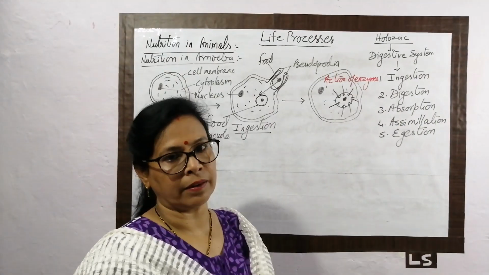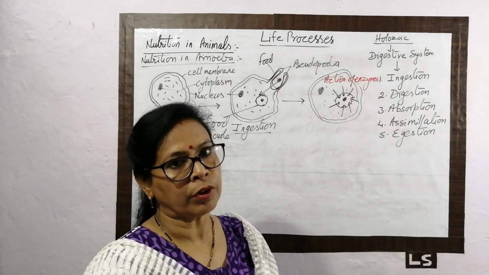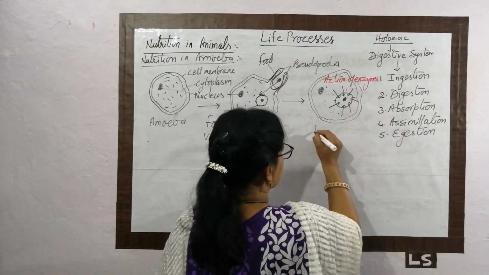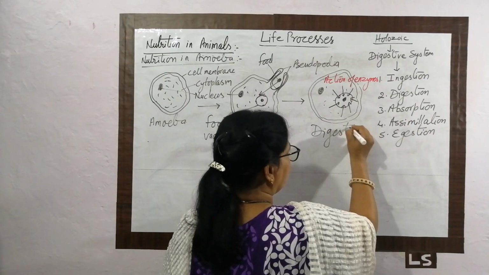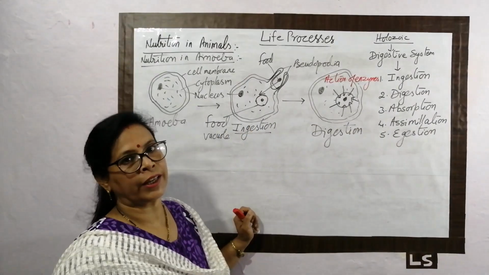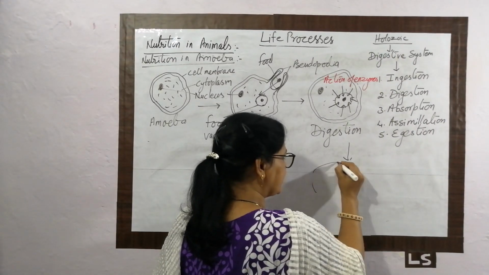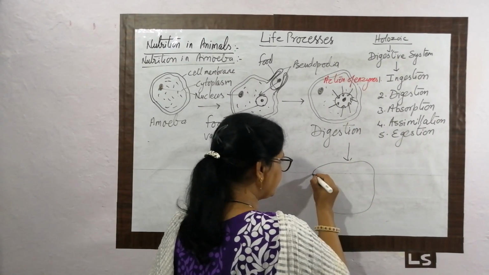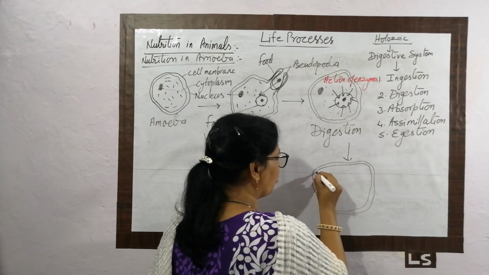Enzymes are certain chemicals which help to convert complex food into simple food. It means the process performed here is called digestion. By the enzymatic action, the food gets digested. Then what happens next? This digested food is released out in the cytoplasm of the amoeboid cell.